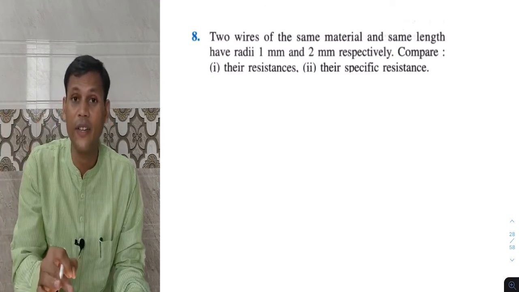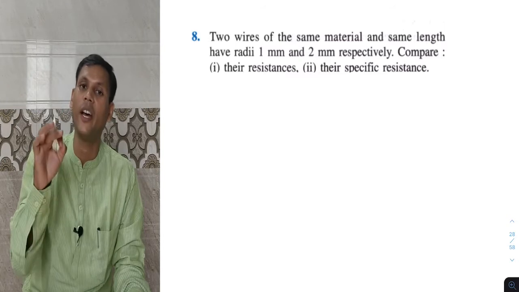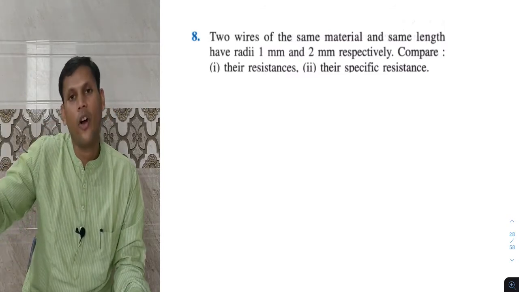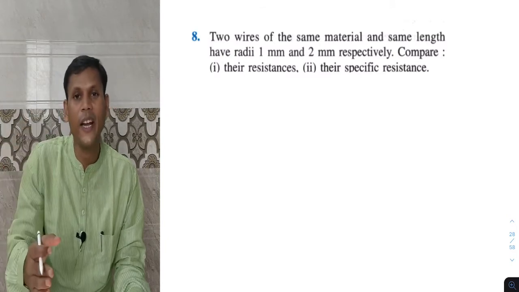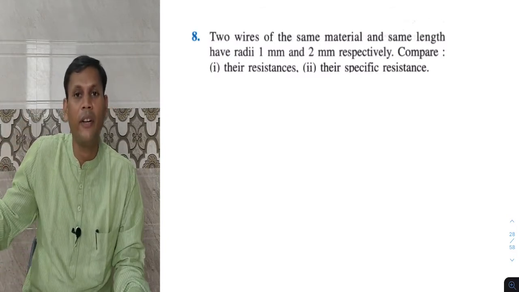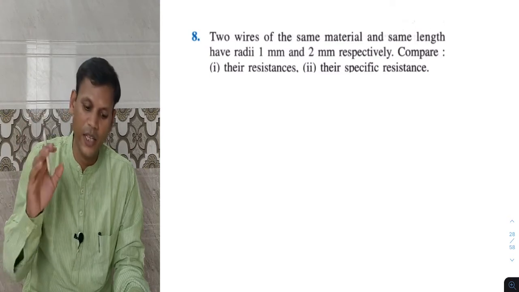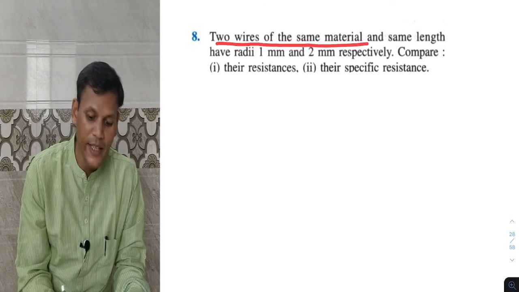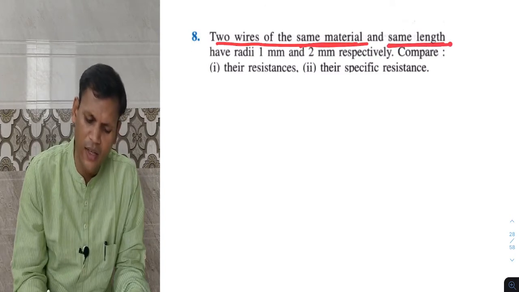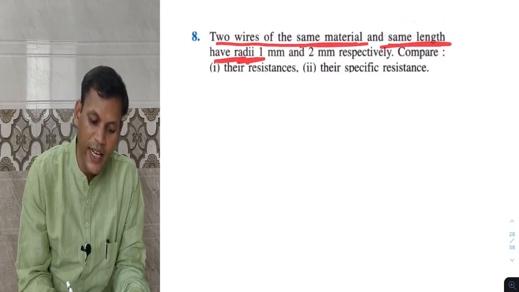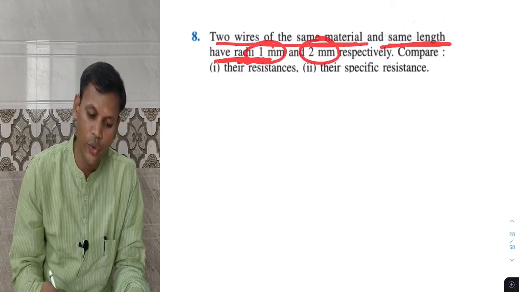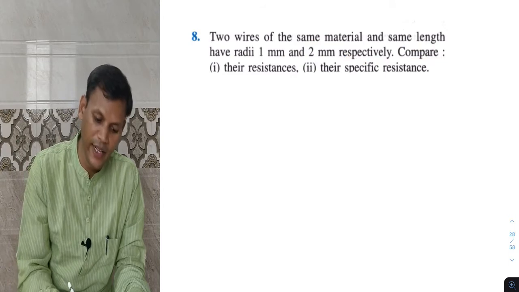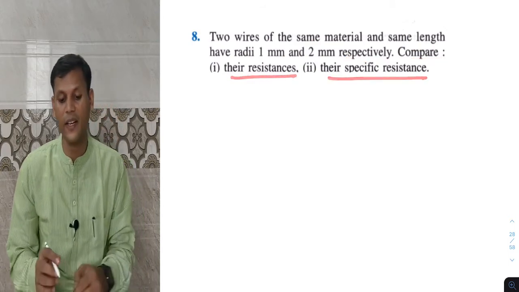Resistivity depends on the nature of the material, like gold, silver, copper, iron. Every different material will have different resistivity. Keep that in mind. Two wires of same material and same length also have radius 1 and 2 mm respectively. Compare their resistances and their specific resistances.